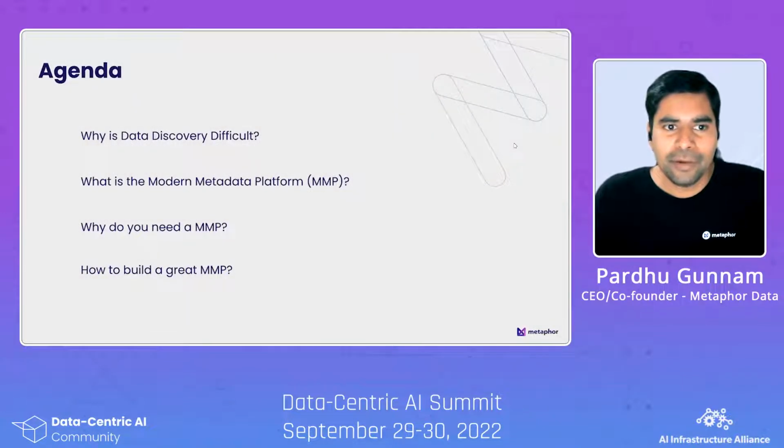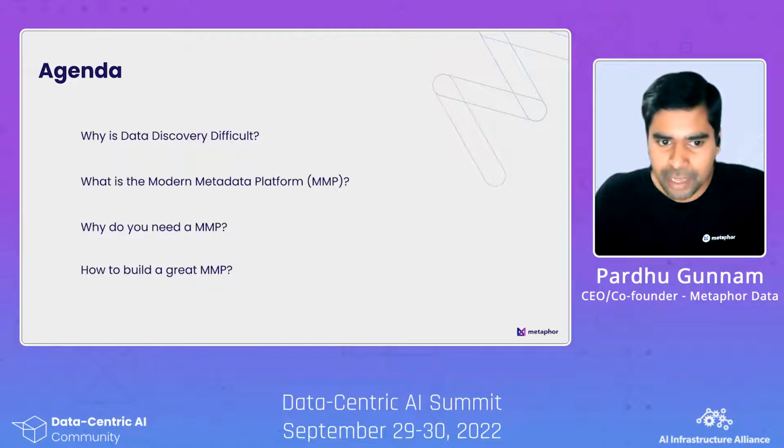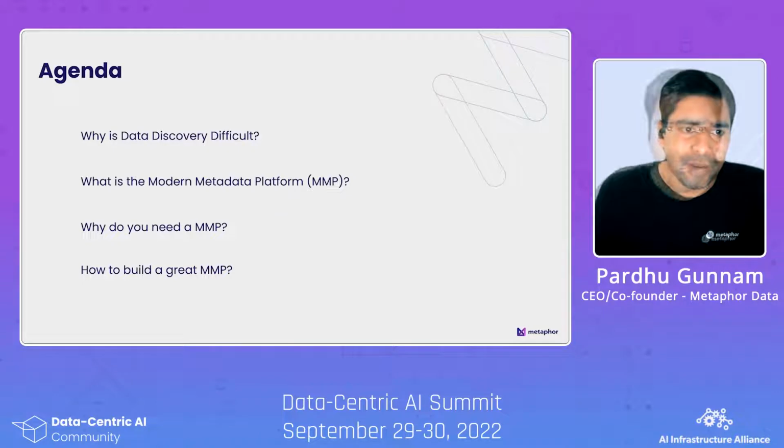In today's talk, I will be covering why data discovery is difficult, and what really is a modern metadata platform, which is abbreviated to MMP. Why do you need an MMP? And if you need one, how do you build it?